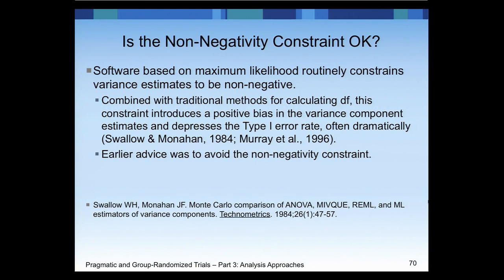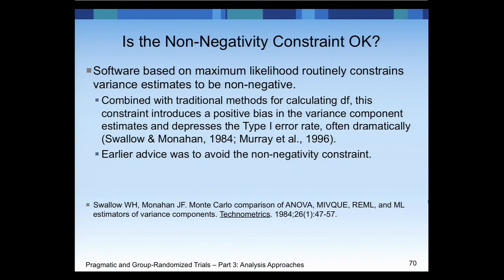If we combine this constraint with traditional methods for calculating degrees of freedom, we introduce a positive bias in the estimation of those variance components, and that actually depresses the type 1 error rate, often dramatically. And if that happens, we are dramatically depressing power. Swallow and Monahan showed this in a paper published years ago. We sort of rediscovered this issue in a paper that we published in 1996.